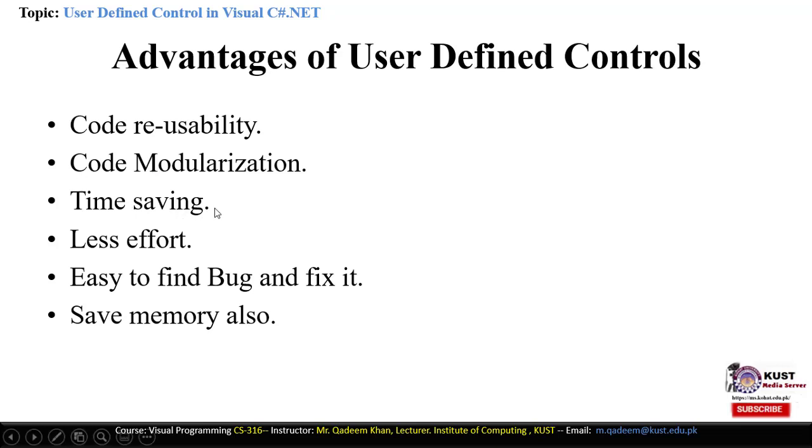Also, it saves time. Saves time means that we can reuse the code. Once we have written the code, we can reuse that particular piece of code many times in our project. So this saves the programmer's time. Also, it saves the efforts of the programmer, meaning that fewer people are required to design the user controls, and once they are designed, we can use that control many times in our project.